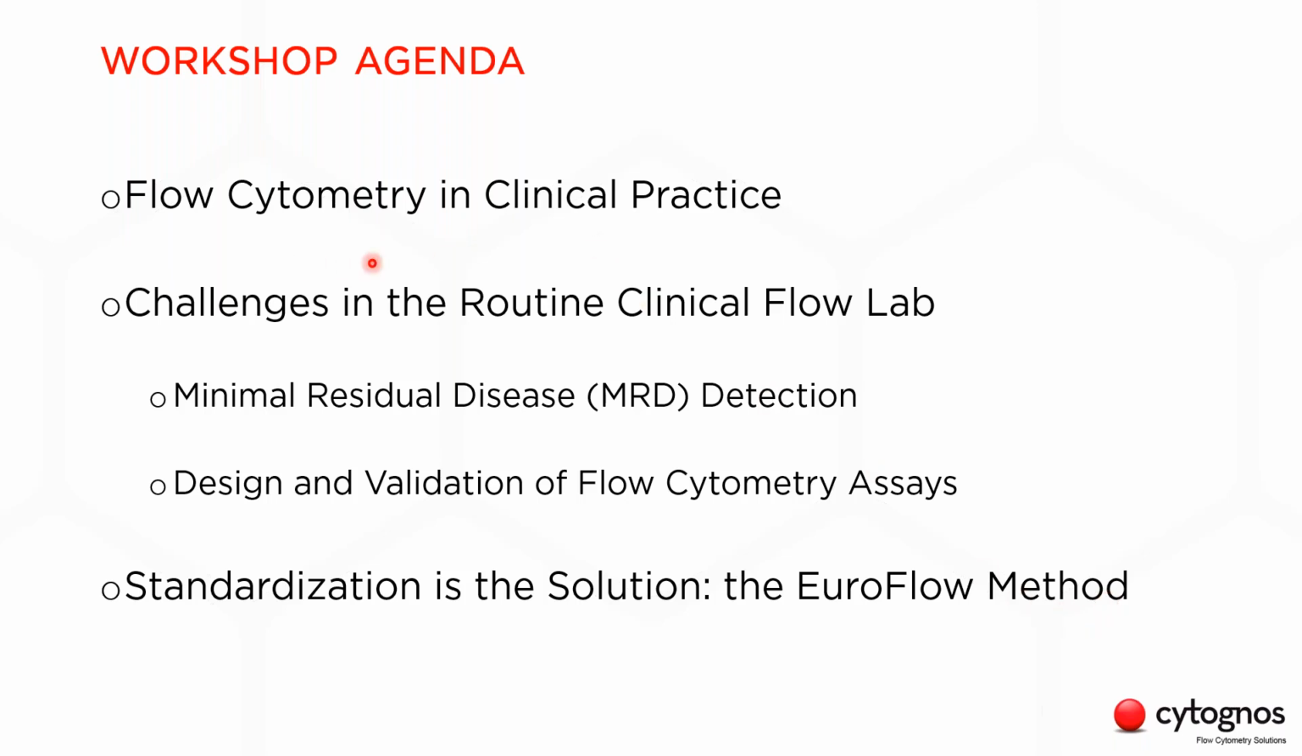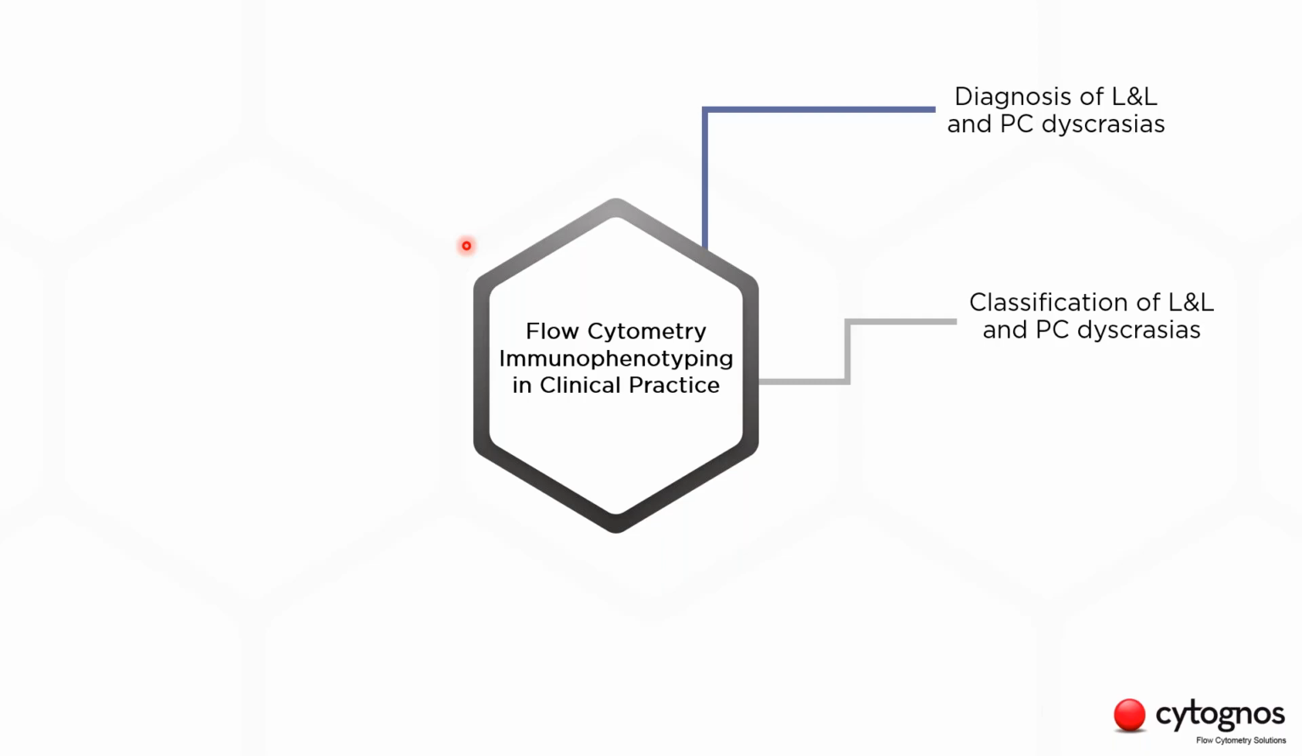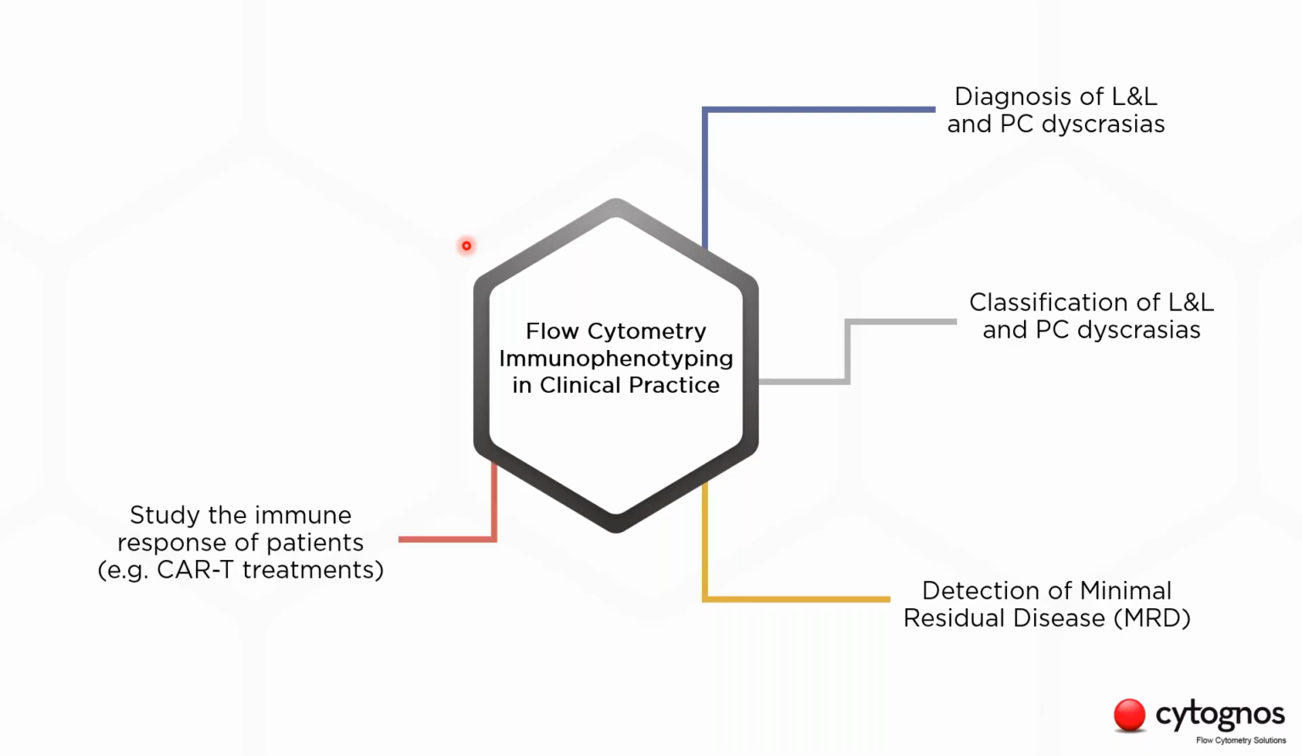So, let's start talking about flow cytometry. And more specifically, the role of flow cytometry in immunophenotyping in the clinical lab, because it allows the diagnosis, but also the classification of leukemia, lymphoma, and plasma cell dyscrasias, and the detection of minimal residual disease after treatment. Flow cytometry is also used for studying the immune response of patients and for progress control of the treatment itself, and in the clinical immunology field to support primary immunodeficiency diagnosis.